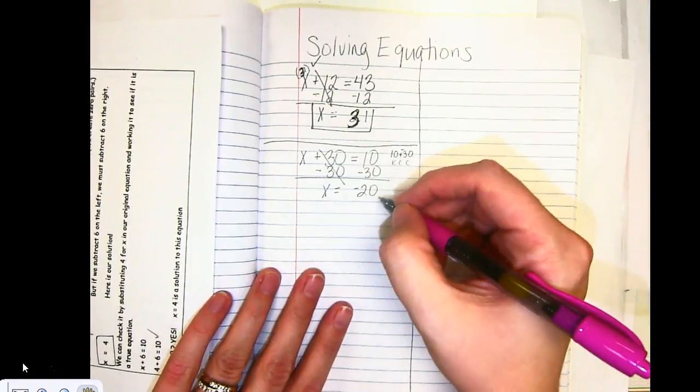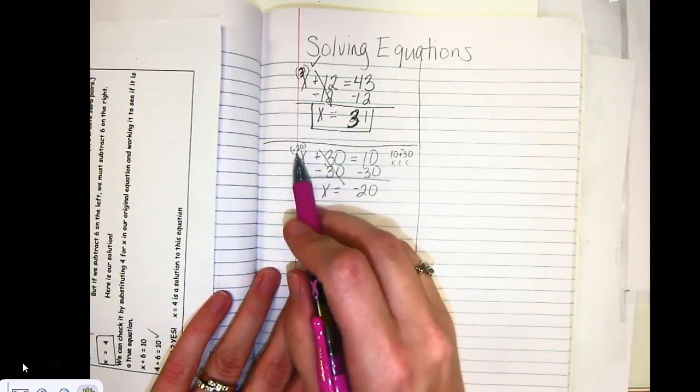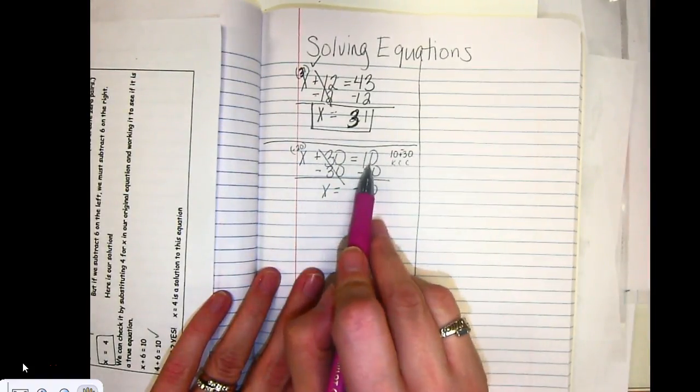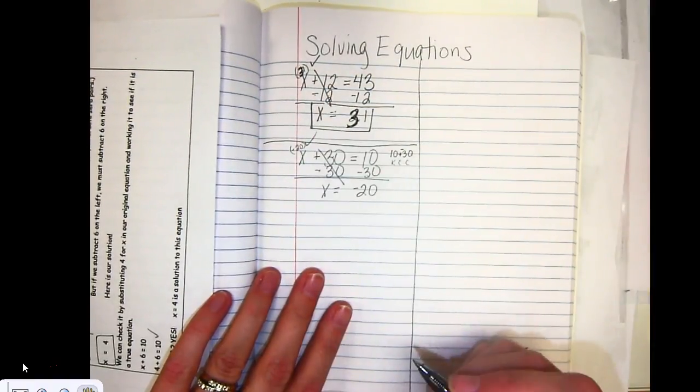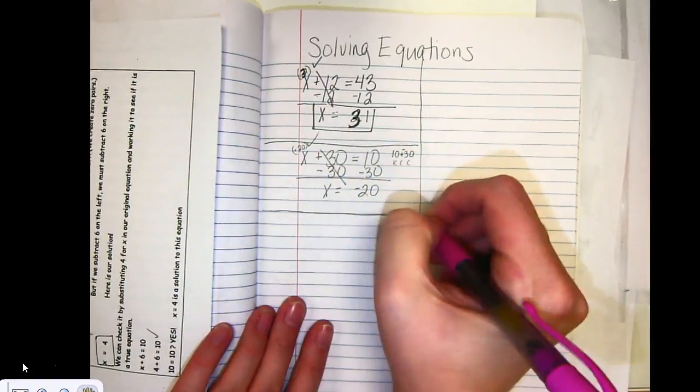Now, let's check our work by taking that negative 20, plugging it in right there. Negative 20 plus 30. Does that make sense that we get positive 10? Yes, it checks. Okay? Alright, let's do a subtraction one.